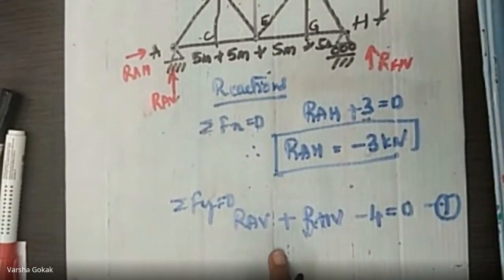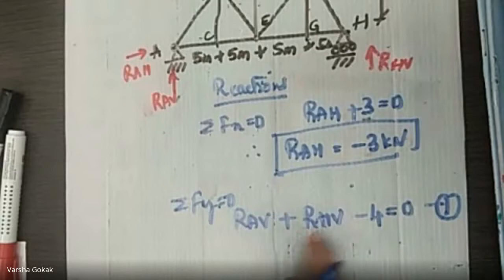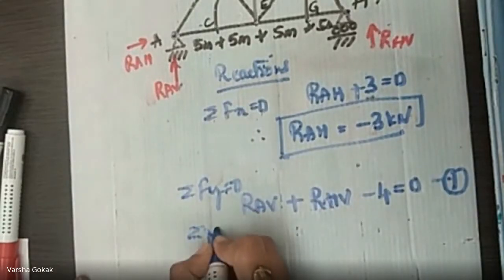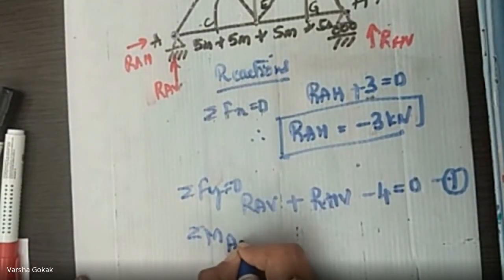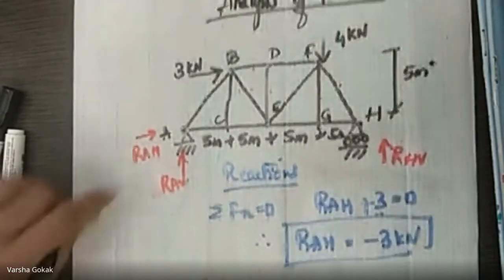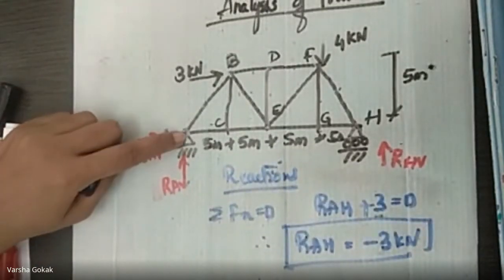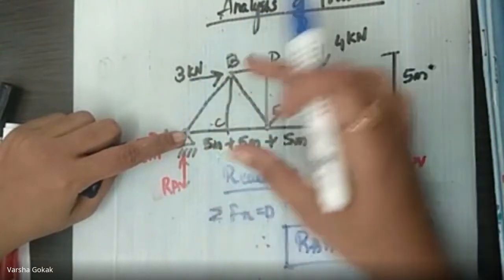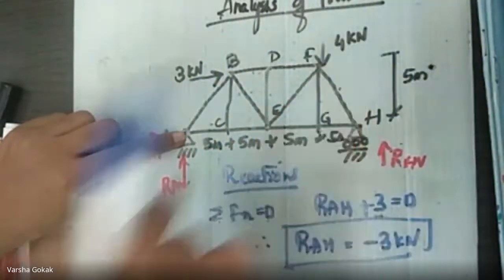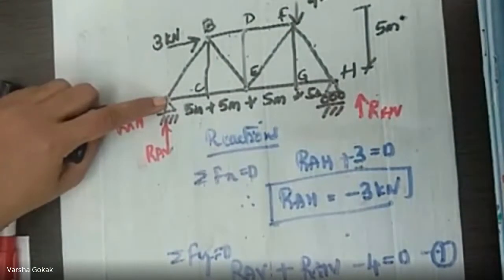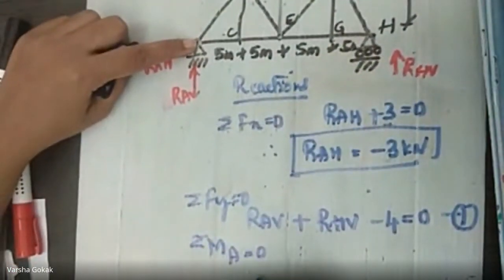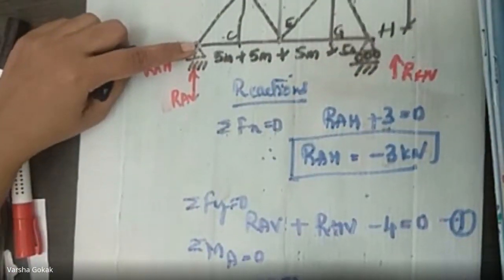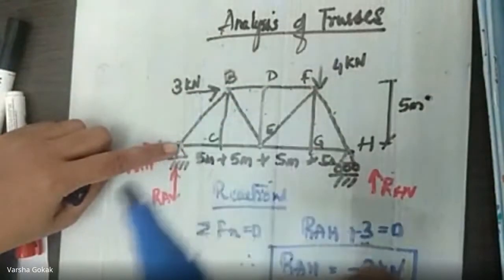Now to find RAV or RHV, I need to take the moments. So let us take moments about point A equal to 0. So look at the figure. When I'm taking moment here, these two will pass through this, so no moment. This 3 will give me a moment. 3 into perpendicular distance is 5. So plus 3 into 5.